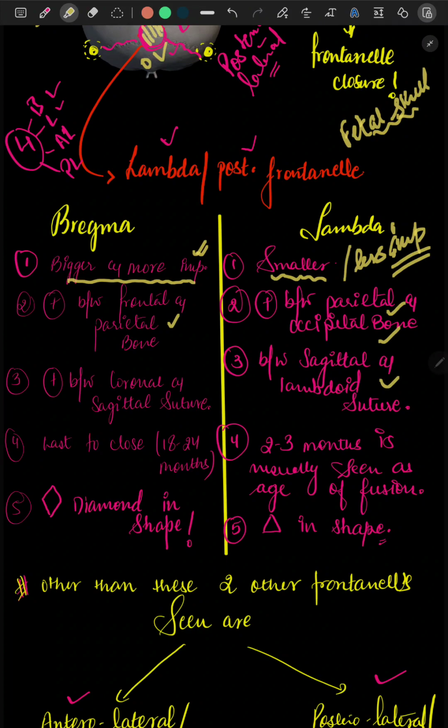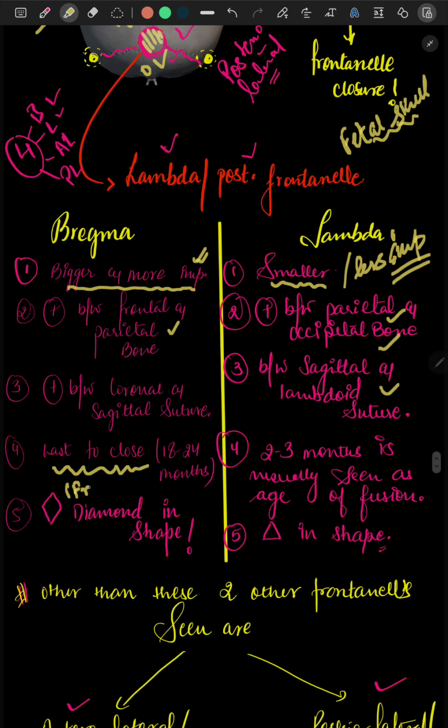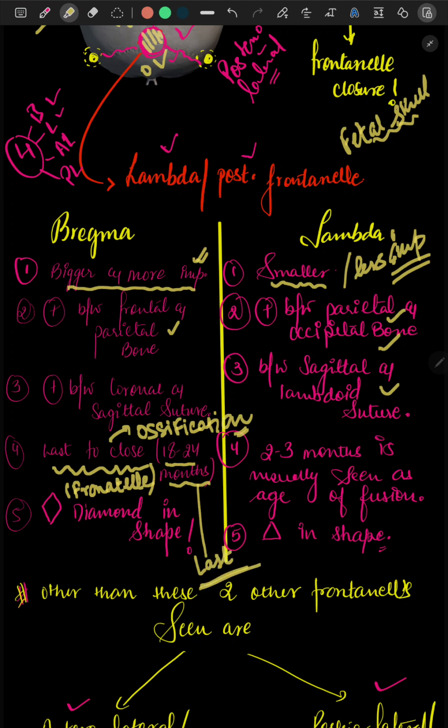Now, what is the particular age of this bregma and lambda? At what particular age does it ossify? See, this bregma here is the last one to close. This is basically known as fontanel closing, or you can understand it by a very easy term, ossification. The ossification here basically occurs by the age of 18 to 24 months, and so this is the last fontanel to ossify, whereas your lambda here is going to ossify by the age of 2 to 3 months, okay?